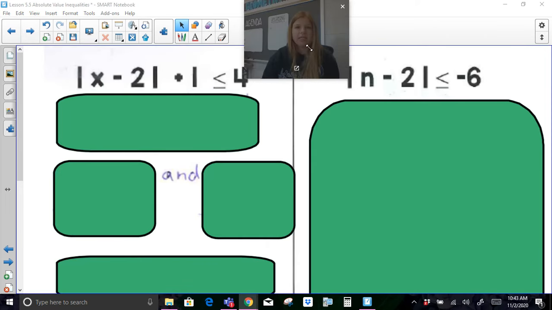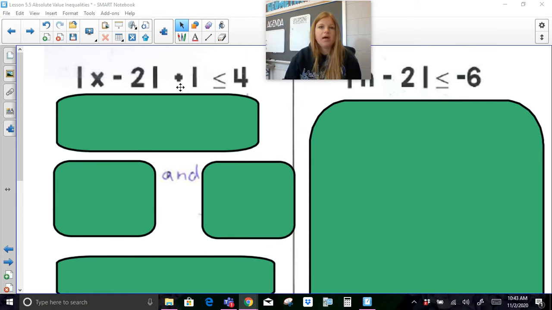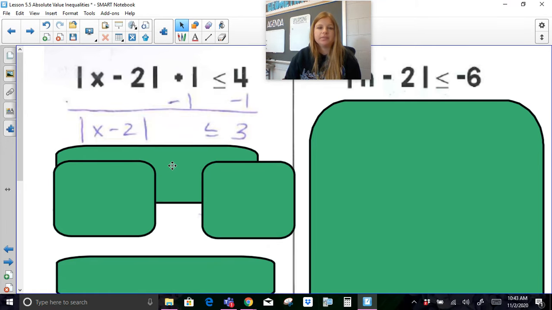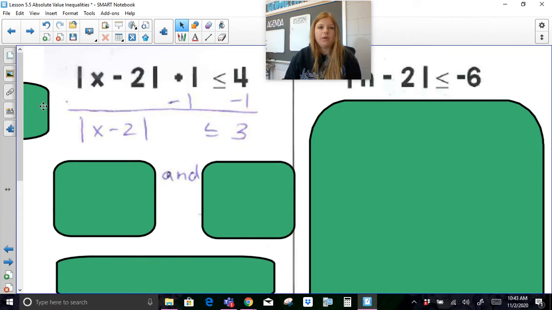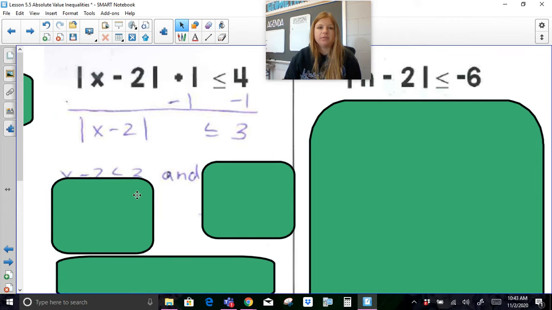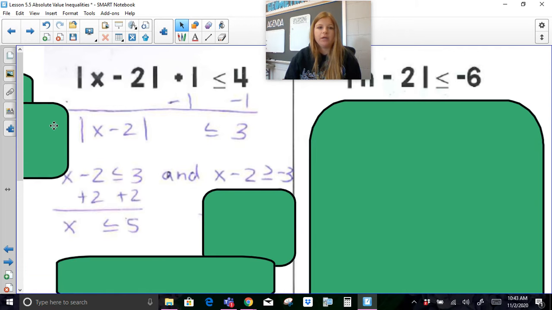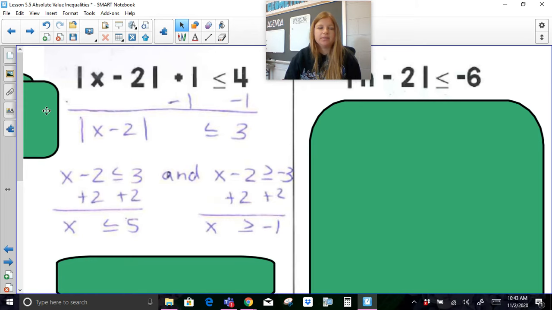Let's take a look at the next two. All right, so this one here, the first thing we need to do is we always need to get the absolute value bars isolated. So we need to subtract 1 here first. We would then set up our two inequalities. So x minus 2 is less than or equal to 3, and then x minus 2 is greater than or equal to negative 3. Notice the x minus 2, I don't change any signs with that. We go ahead and add 2 on both sides.